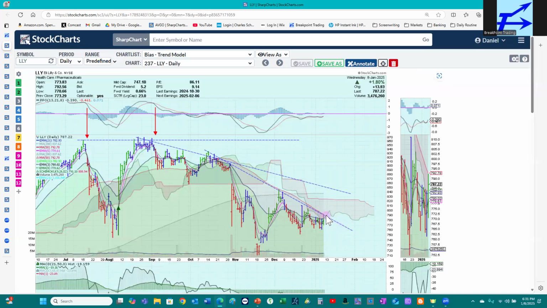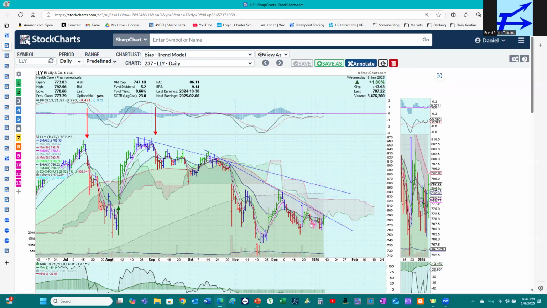It needs to break through and break out of these things, get above the 50, get above the 200, get above the cloud, get above this downtrend line here, which is at about 840. So right now it's at 787. So it's got about 50 points it's going to have to make up before it proves that it's back into an uptrend.